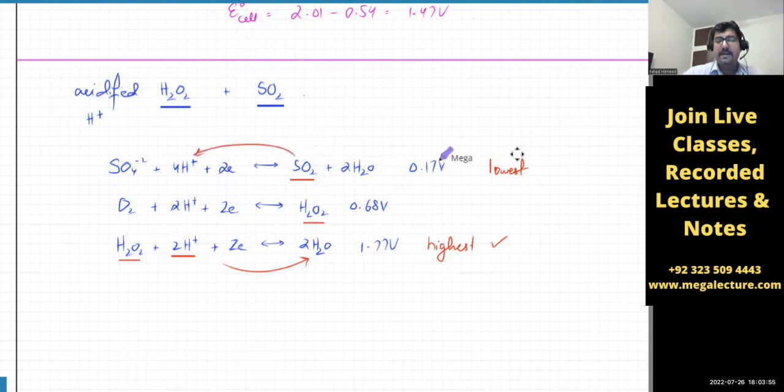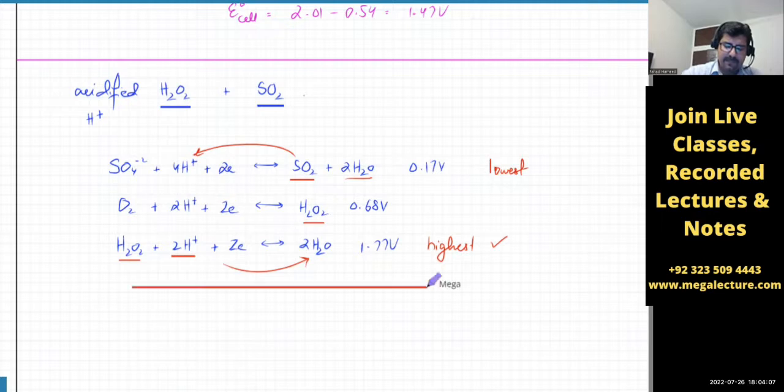Water comes by default. Just remember you've got water everywhere, so count that in. And you have to make the overall equation. So instead of wasting time, just make the overall equation by making sure the electrons are equal. The electrons are already equal in the first and third equation.